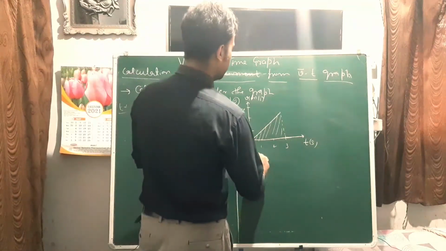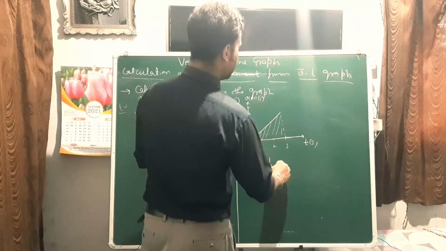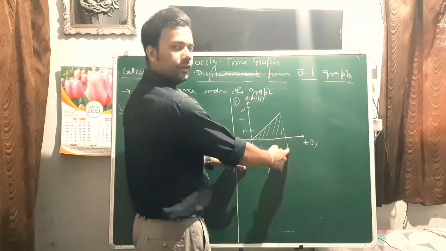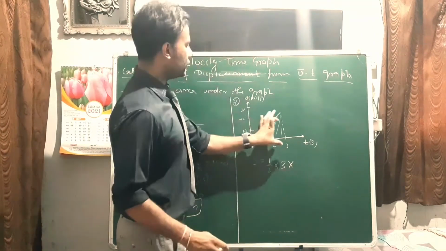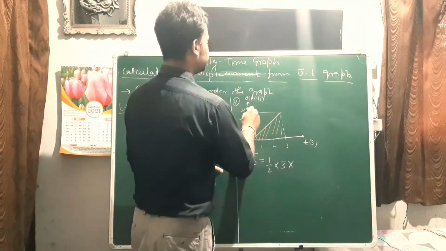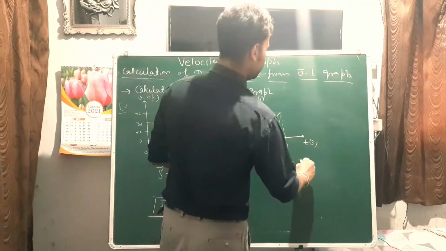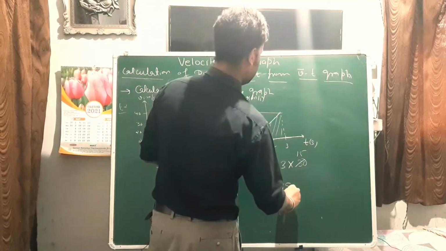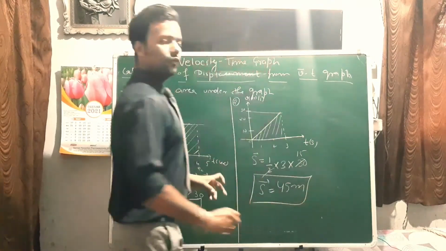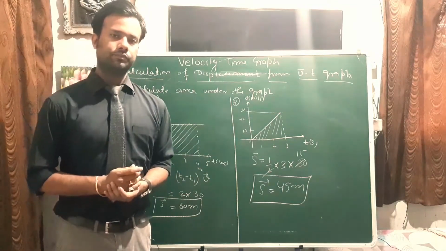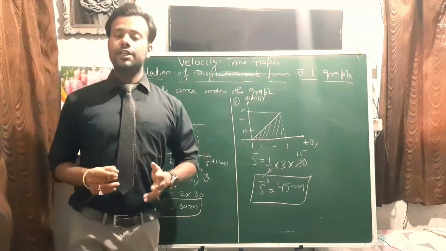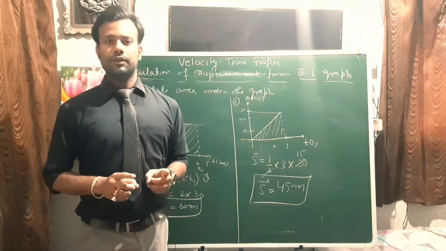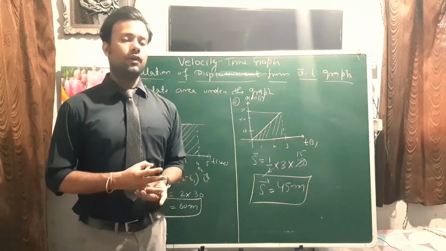What will be the displacement then? S will be half into base into height. Base is nothing but, you can see, it is 3, and height, let's say height is here, it is 30. So the answer will be 45 meters. So that's how we calculate displacement from the VT graph. Just remember that table, which helps you to find the quantities.